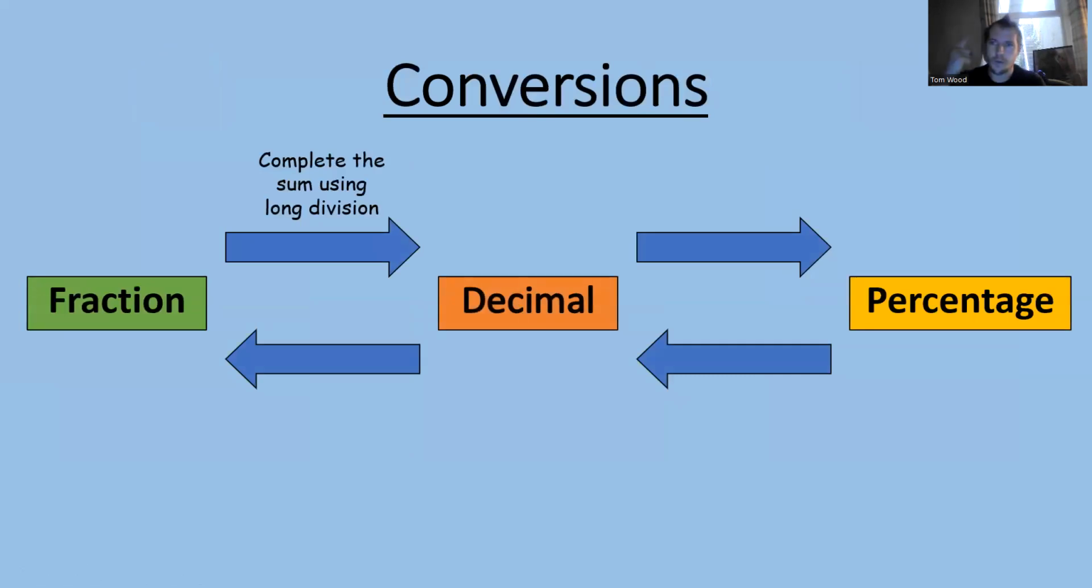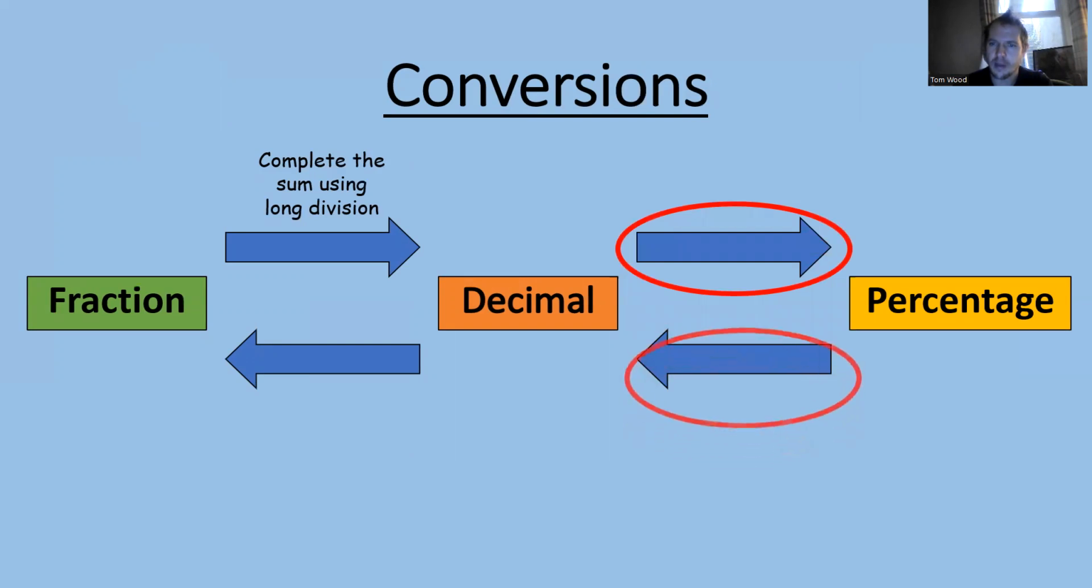Okay, brilliant. 1 down, no problems. So fractions to decimals, it's the exact same as what we've done before. It is just long division going into decimals. That's it. Now, the nice thing here is that decimals to percentages and percentages to decimals are incredibly easy, and it is all about the skill that we've already learned before.